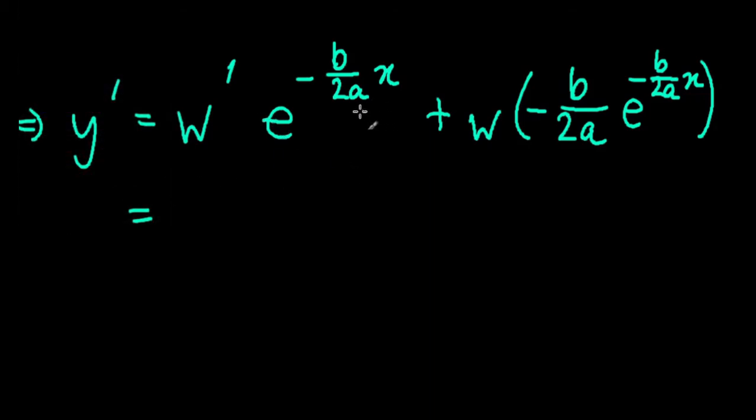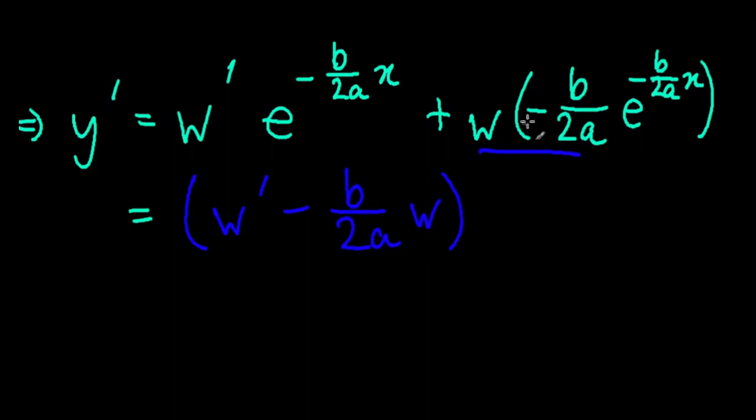So if we factor out the exponential, we get w prime from here, and negative b by 2a multiplied by w from here. So negative b by 2a multiplied by w, and this is all multiplied by the exponential. So now this is my y prime.